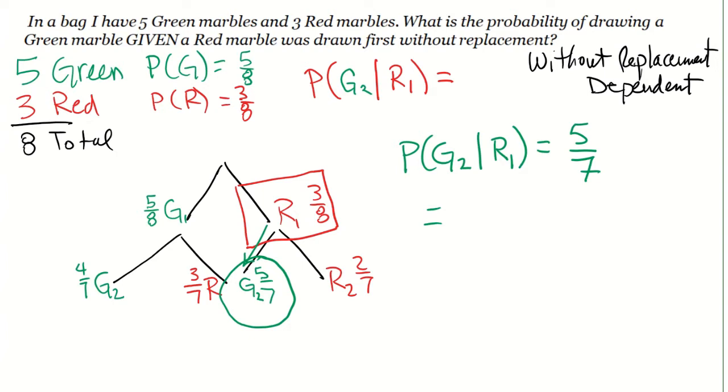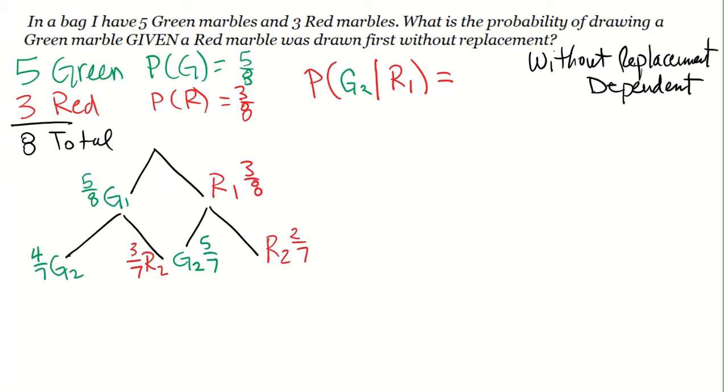And that equals 0.7143, which equals 71.43%. So I have a 71.43% probability that I will choose a green given that I chose a red first.